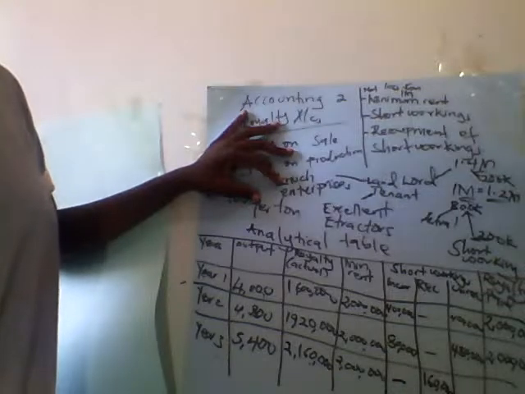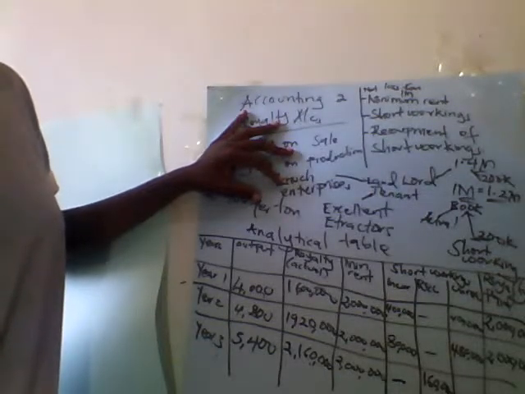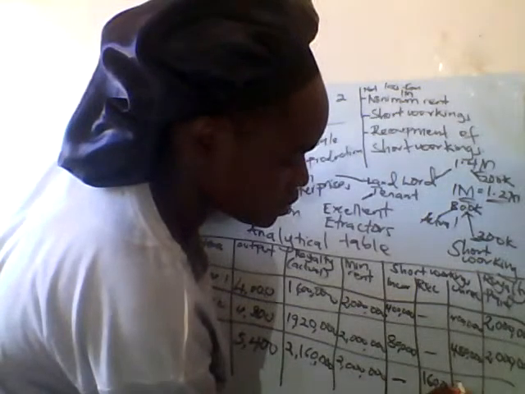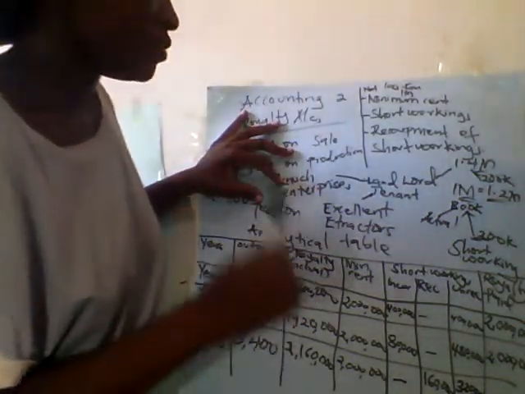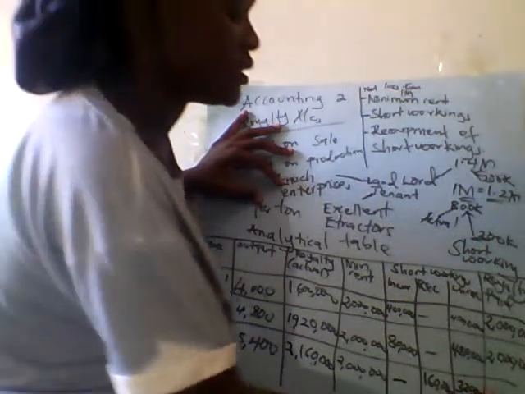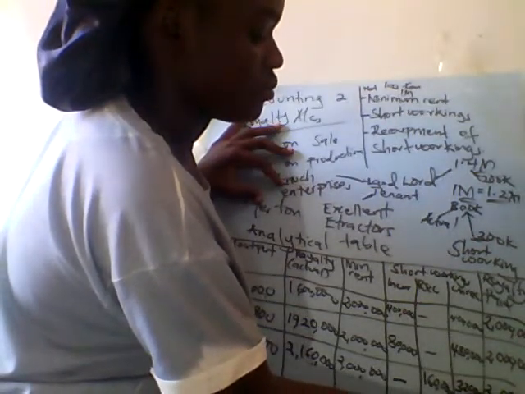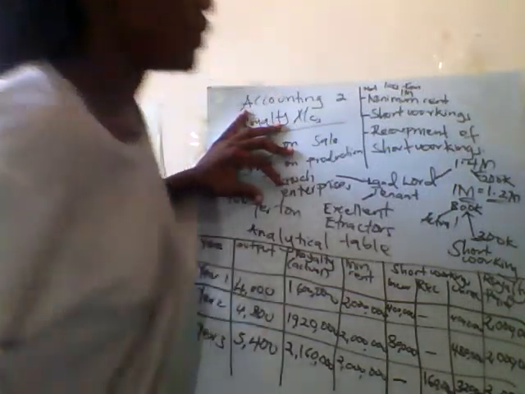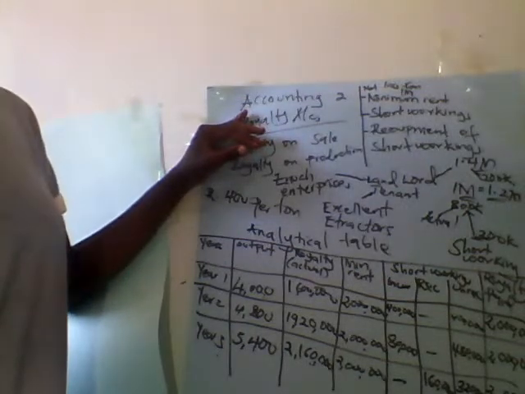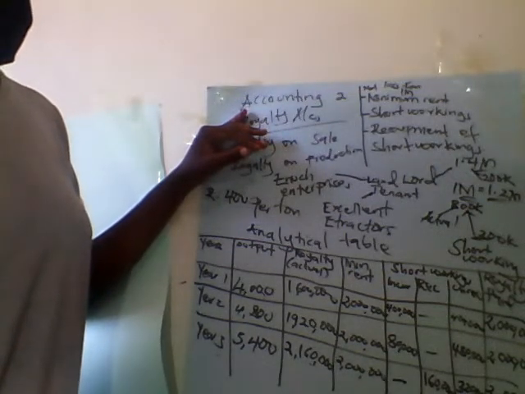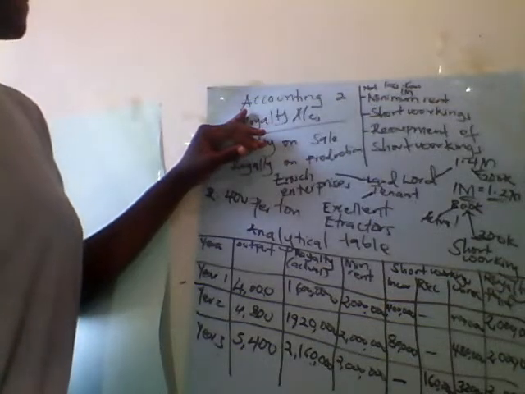So 480 minus 160, you get 320. So 320 is what is unrecovered. And what will be paid to the landlord is this minus the 160, which is 2M. And that is the analytical table. So it will help us to prepare these accounts, the royalty accounts, the accounts that we asked for.